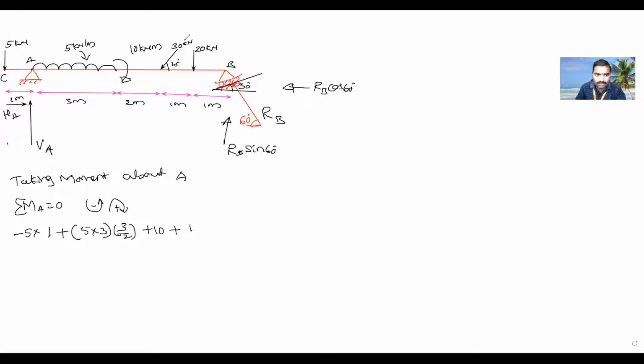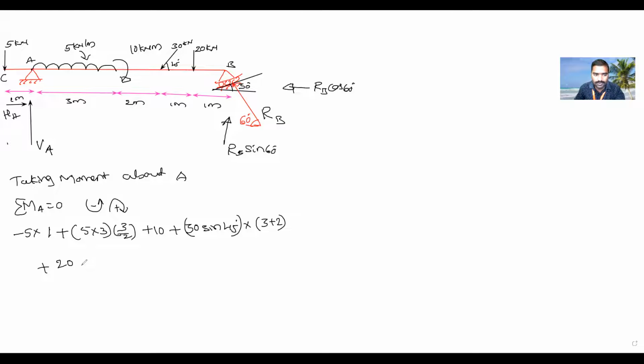What is the component? 30 sin 45. This is the force. Multiply by distance. What is the distance from A to the 30 kilonewton? That is 3 plus 2, 5 meter. Understood, everyone? Yes, sir. Okay. Next is 20 kilonewton. So that is clockwise.